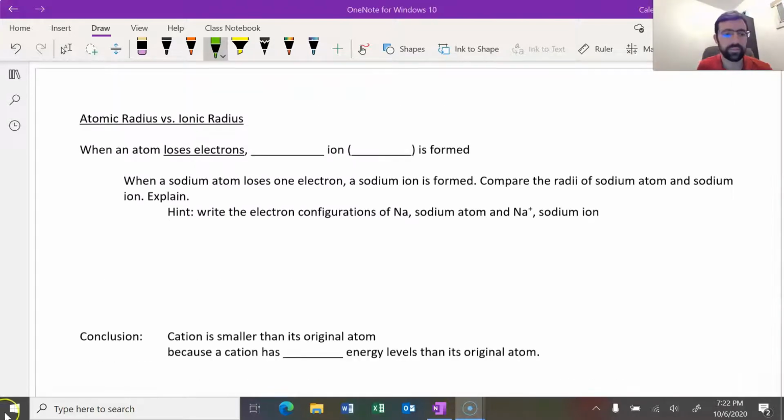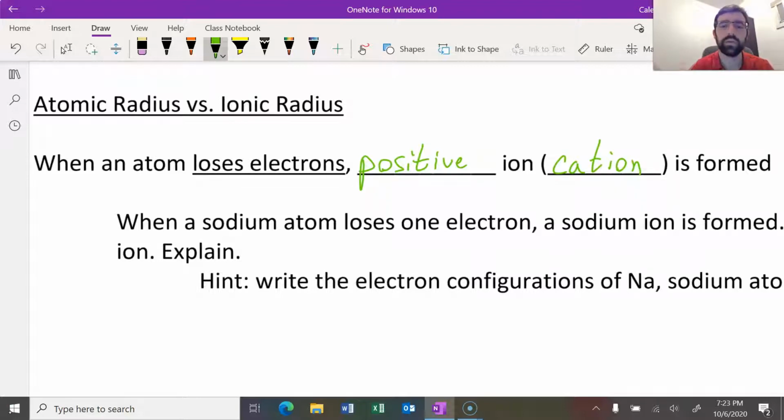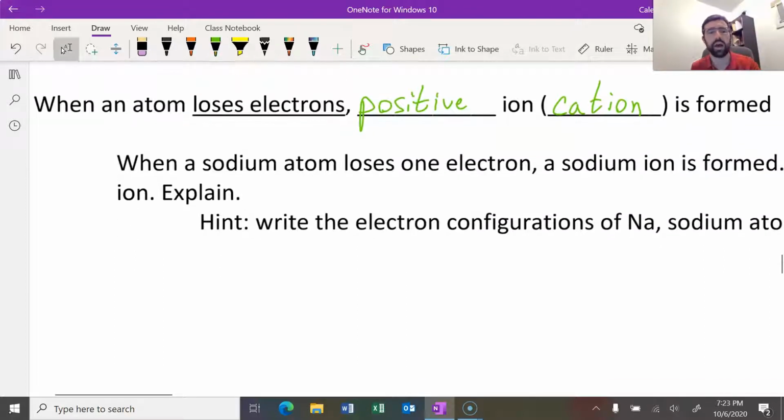Let's talk about it. First thing we need to know is when an atom loses electrons, it forms a positive ion, or a cation. One way I remember this, it's a cation because it's positive, right? Because cats have paws. I don't know. It's just one way of remembering it. Anyways, when an atom loses electrons, a positive ion, a cation, is formed.